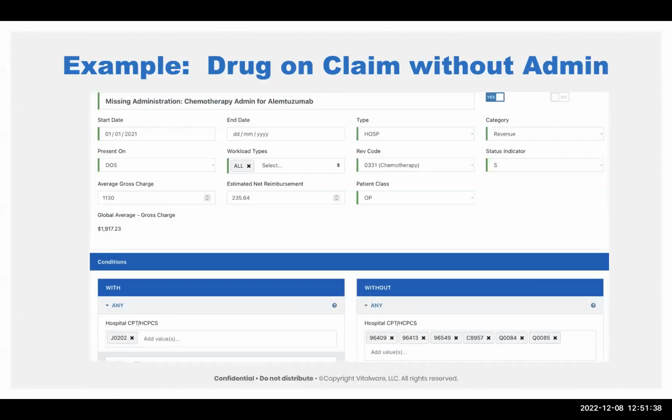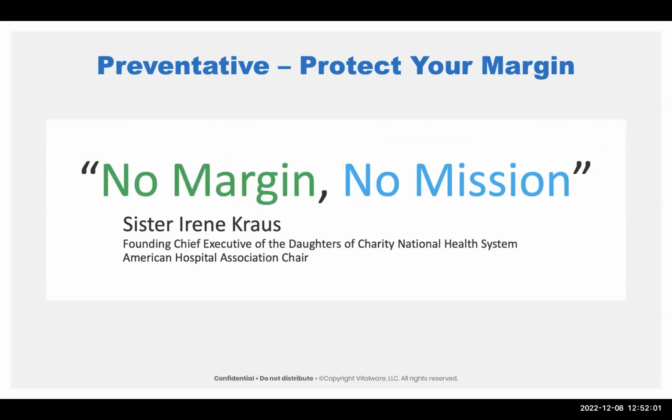So here's an example of a drug on a claim without an administration. If I look in the lower left, I see that the drug J0202 that's represented must have one of these administration routes. If it does not, this charge should be stopped until it's corrected. Therefore, this is preventative.